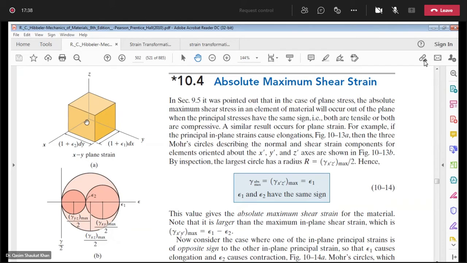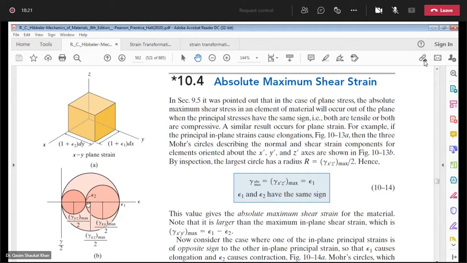And for the third case, x and y. Along the x we have epsilon 1, along the y we have epsilon 2. So this Mohr's circle will be drawn to connect epsilon 1 with epsilon 2. Corresponding to this Mohr's circle, your in-plane shear strain gamma xy over 2 will be equal to epsilon 1 minus epsilon 2 over 2. And if you see, the larger of the three will be our absolute maximum shear strain.